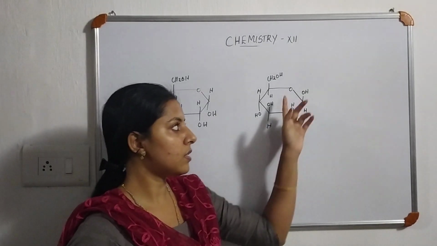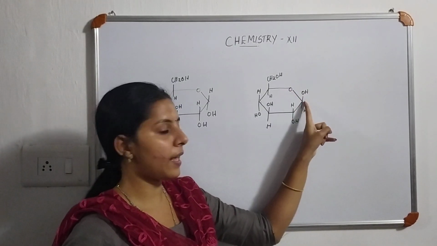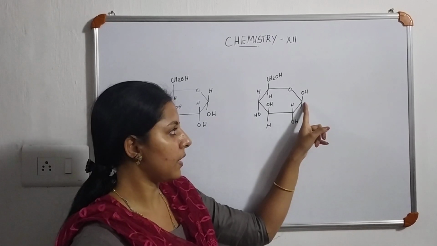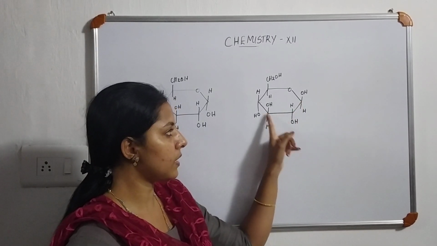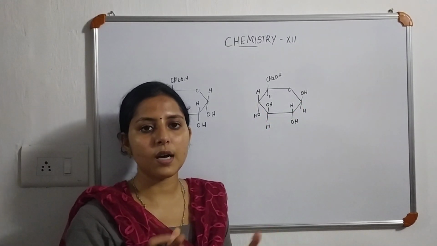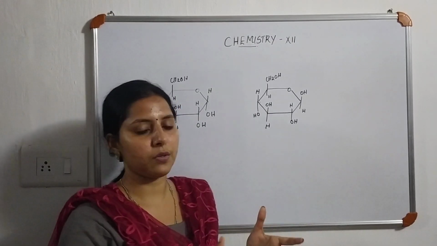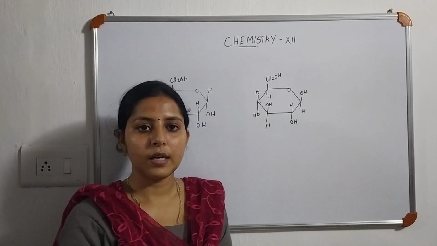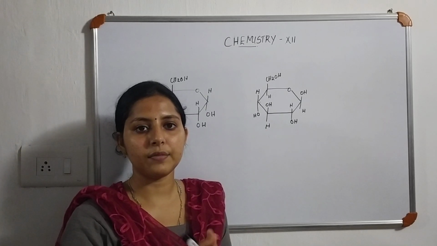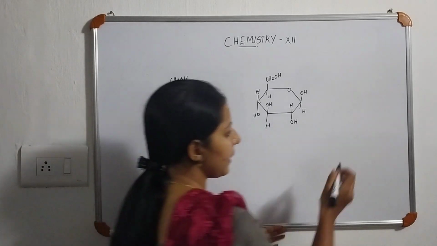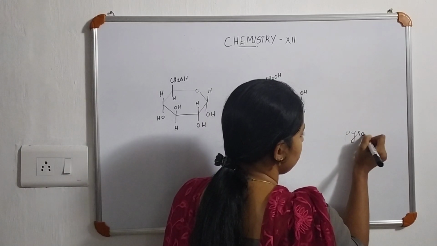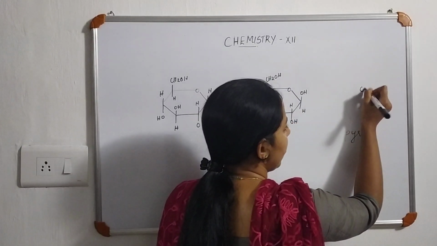And when drawing the Haworth structure, the thing to note is that the numbering of carbon starts from the right side of the oxygen. So this is C1, C2, C3, C4 and so on. So this is the Haworth structure. And this six-membered cyclic structure, or the Haworth structure of glucose, has some similarities with the heterocyclic compound pyran. See the structure of pyran.